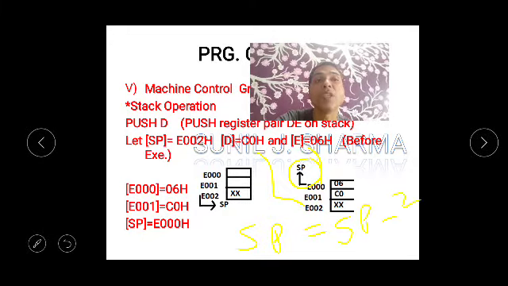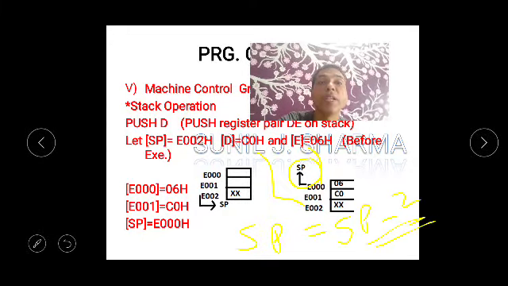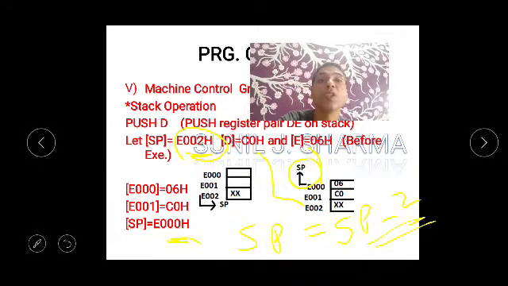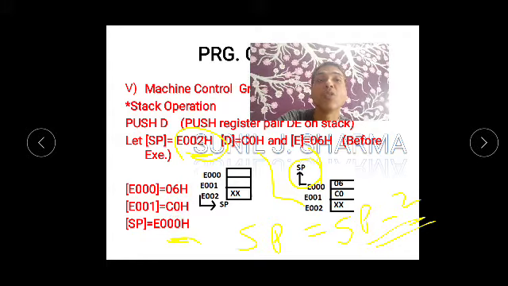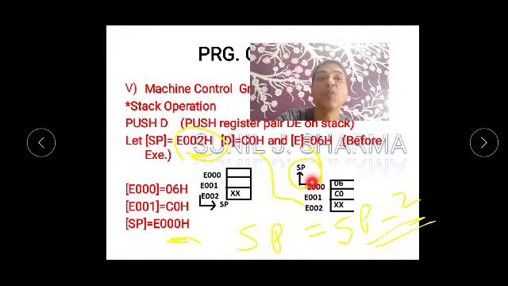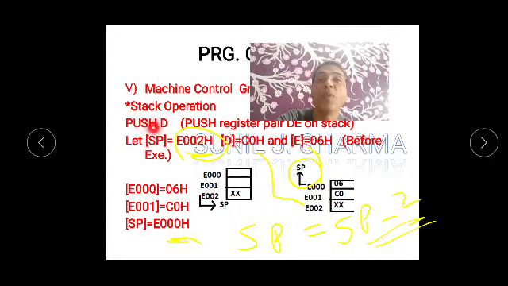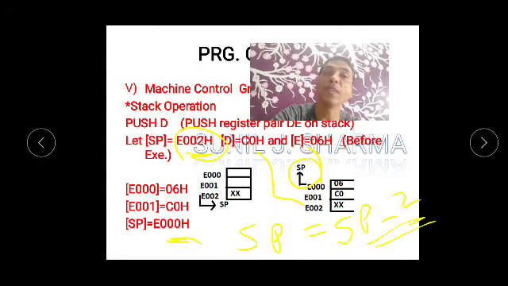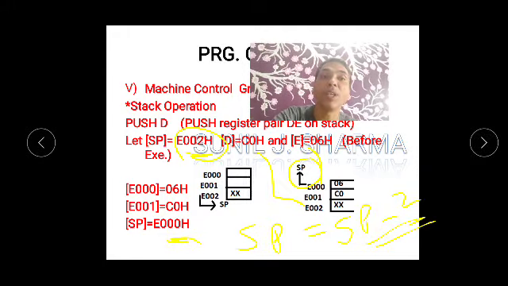Initially the stack pointer's position was E002, that is before execution. What you can see on the screen now is after execution. After execution it has moved here. Right now the stack pointer was at E002, and now it has moved to E000. So whenever you perform a push operation, the stack pointer is always decremented by 2. That means whenever you add something on a stack, what do you mean by push?